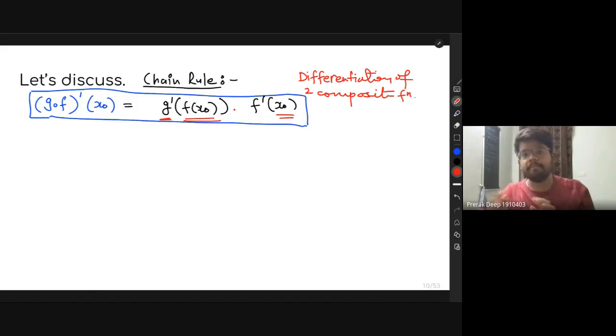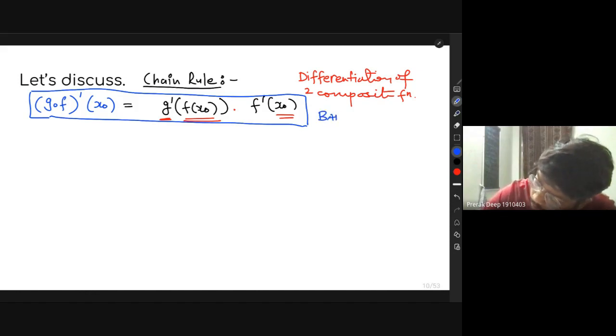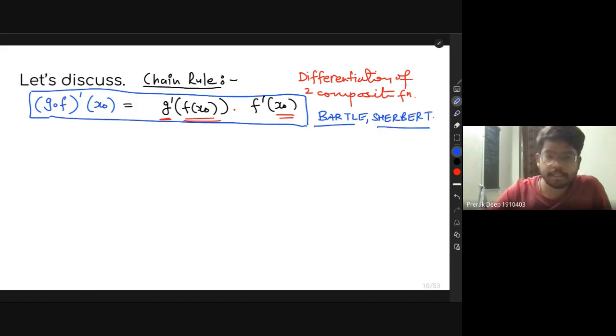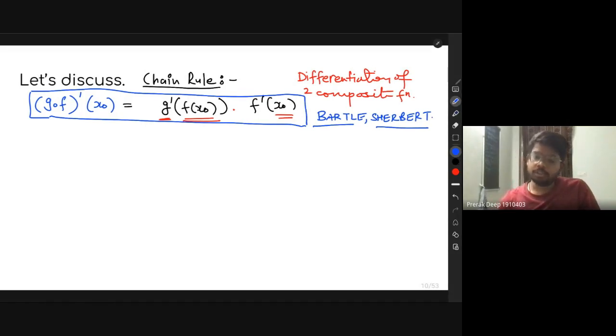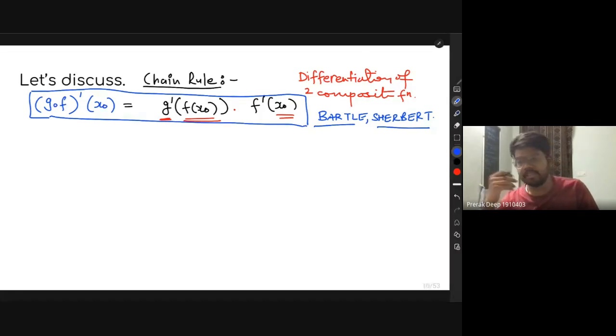The proof of this fact can be found in any standard textbook. One of such is Bartle and Sherbert. Bartle and Sherbert are the authors' names, so you can find the proof of such rules in this book as well. You can follow any other standard textbook in basic real analysis. You will be able to find the proof of this fact. I'm not going to prove this fact, but let us use this fact to solve our exercise.